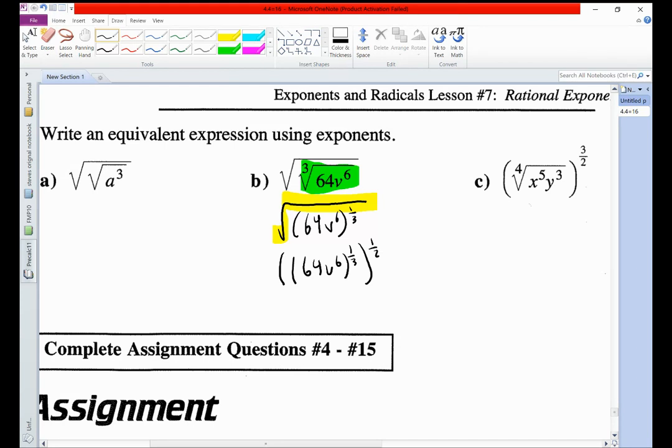So what you can do is, well, we have an exponent to an exponent, so we can multiply those. So we have 64 v to the power of 6, all to the power of 1 over 6. So you can also say that that's equal to 64 to the power of 1 over 6 multiplied by v to the power of 6 times 1 over 6 is 6 over 6, or reduces just to 1. 64 to the power of 1/6 is 2, and v to the power of 1 is just v. So you end up with 2v as your answer.